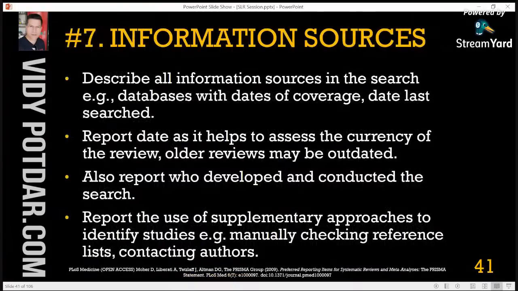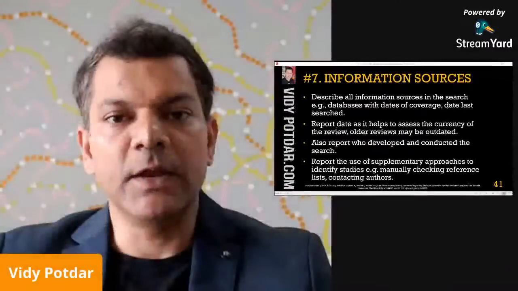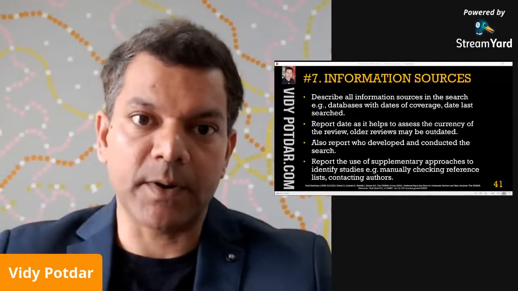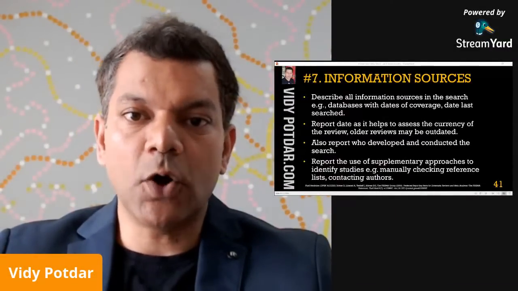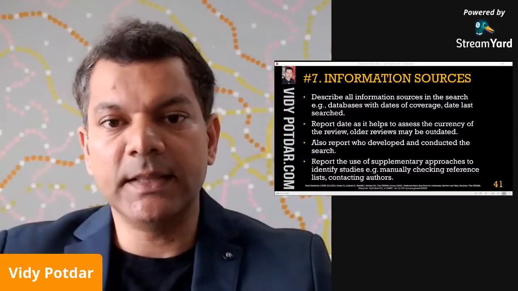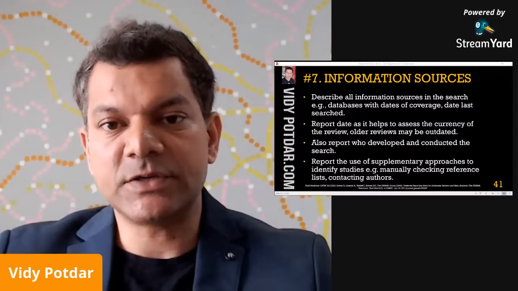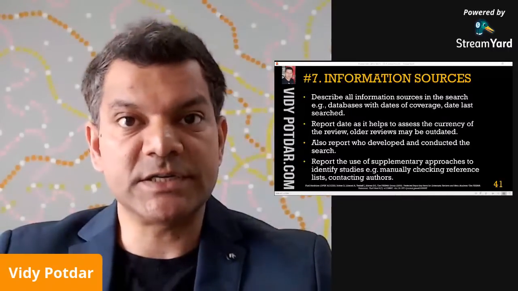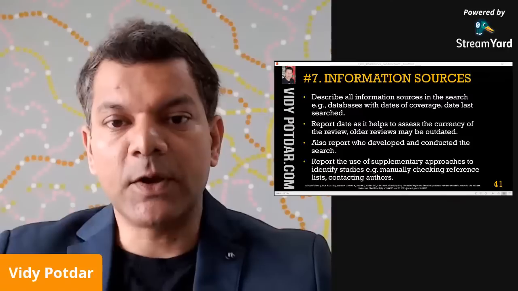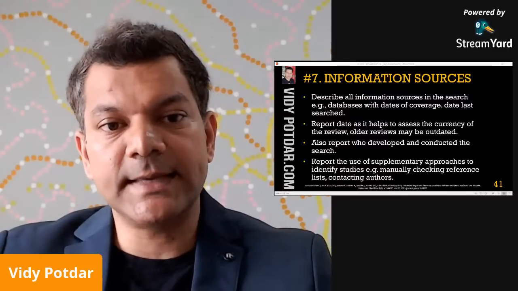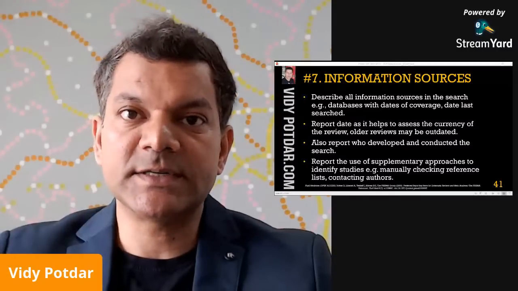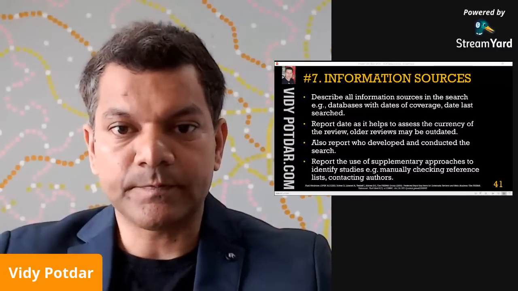Next, we talk about information sources, which means where we are getting the information for our research, for our paper. So we have to describe all the information sources in the search: which databases you have used, what the date and the coverage were, when the search was done, what date, because all this helps other researchers to replicate your study if they want to.